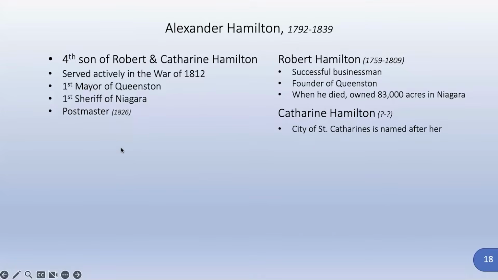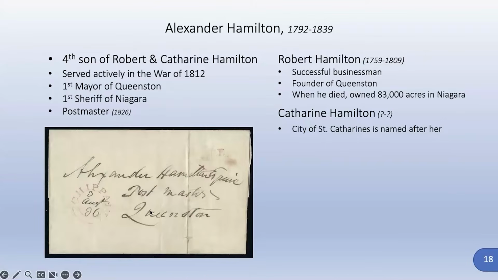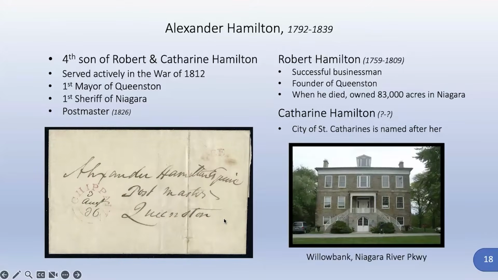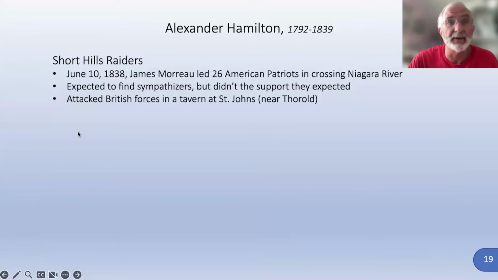So here we have the postmaster. He was postmaster in 1826. Here's a letter addressed to him: Alexander Hamilton, Esquire, Postmaster of Queenston, and it dates at least to 1826. This is his home, the Willow Bank. It's still on the Niagara River Parkway near Niagara Falls on the Canadian side. This is a picture from Google Maps. But what else was his story about Alexander Hamilton?